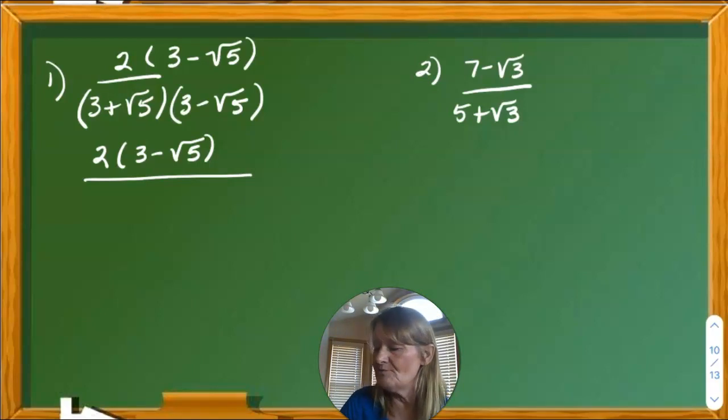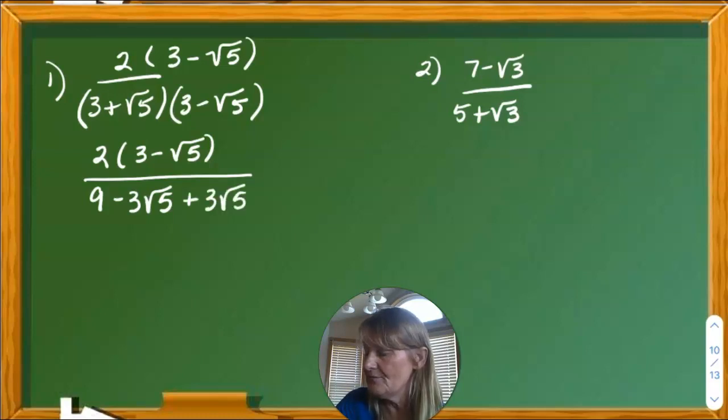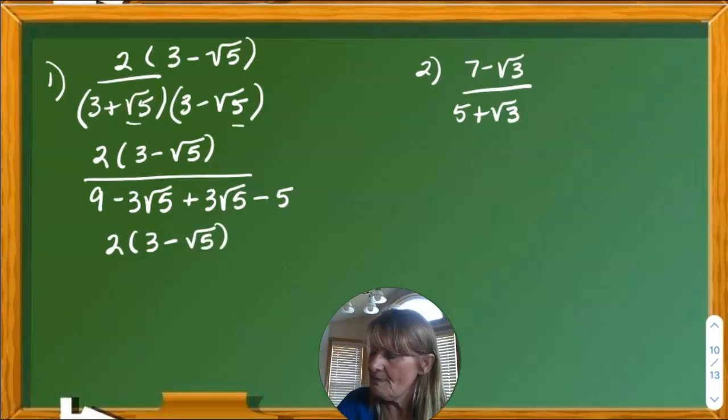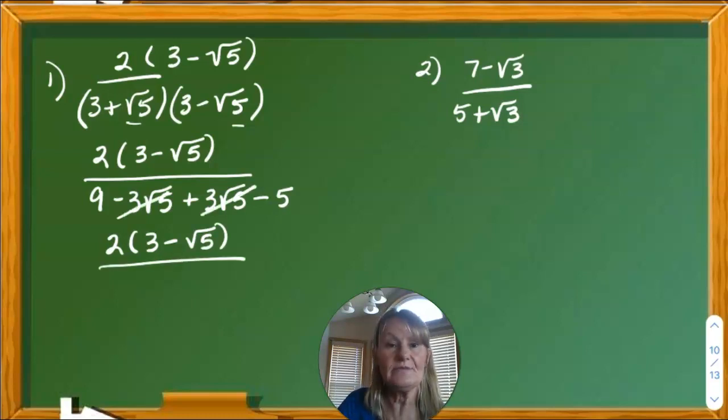So let's go ahead and FOIL your denominator. 3 times 3 is 9. 3 times a negative square root of 5 would be a negative 3 square root of 5. 3 times a positive square root of 5 would be a positive 3 square root of 5. And then your last would be a negative square root of 5 times square root of 5, which would be negative 5. Okay. Again, I'm just going to do a quick simplification, and my radicals are going to cancel. Again, that's the purpose of this. 9 minus 5 is 4.